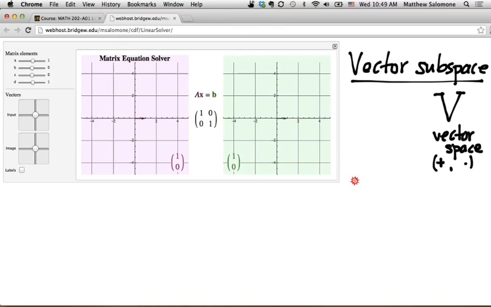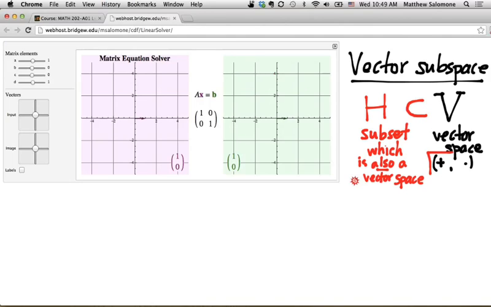But then a vector subspace refers to a subset. I think the book uses H here. So in the beginning, it's just a subset. So it's just some smaller collection of elements of our vector space. But what makes it a subspace more than a subset is that the subset is also a vector space, under the same addition and scalar multiplication operations that the bigger vector space has.